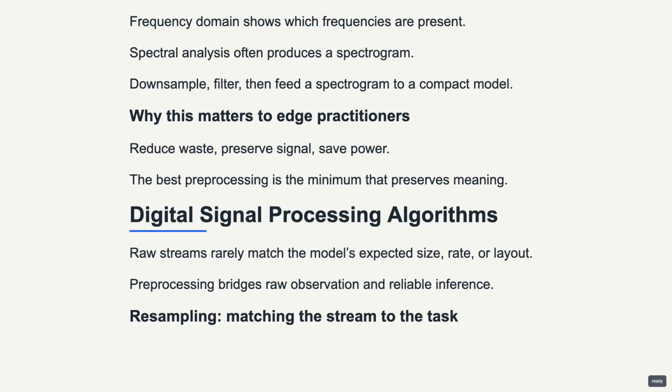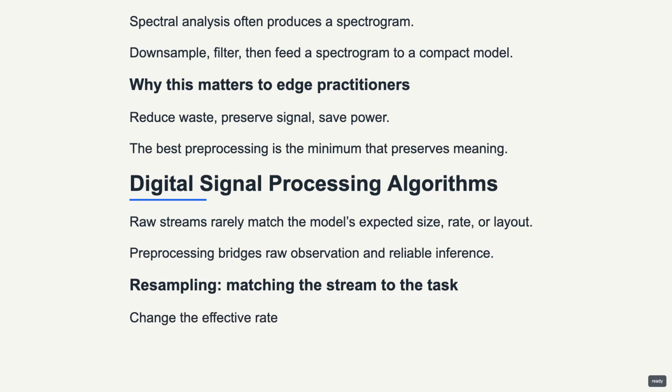Resampling adjusts a signal's effective rate, so it fits the device and the classifier. The main idea is to keep the useful structure while making the stream easier to process. When samples arrive faster than the hardware can analyze them, processing every one is wasteful. Resampling reduces that mismatch, so the system spends its compute on the pattern, not on near duplicates.